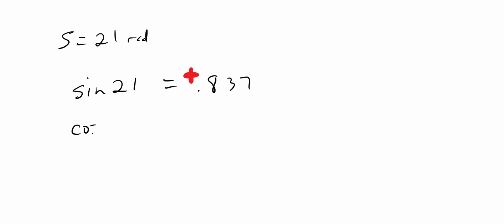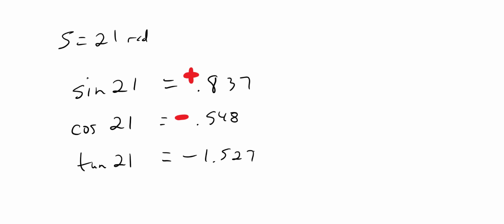So let's do another one. Let's do cosine of 21 radians. If you do that, you get negative 0.548. I'm going to highlight that negative because that's important. Let's do tangent of 21 radians. That's going to be negative 1.527. I'm going to highlight that again. So that's interesting, guys. For 21 radians, the sine is positive, the cosine is negative, and the tangent is negative.